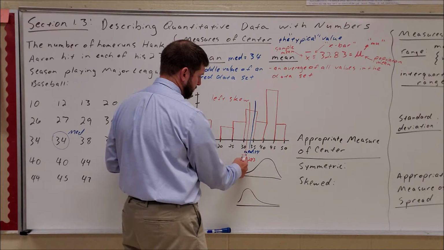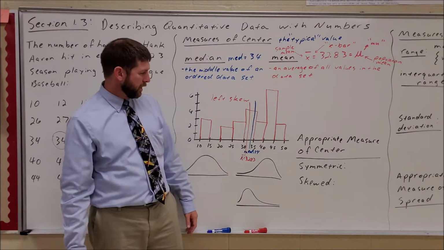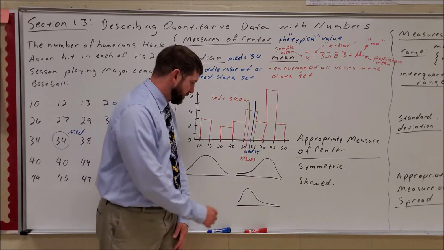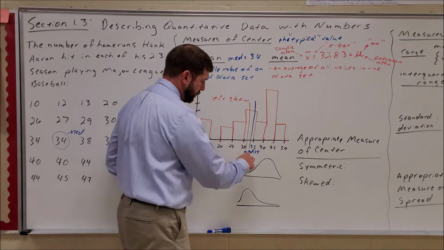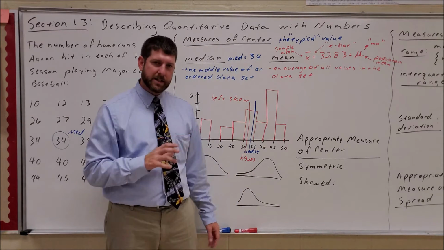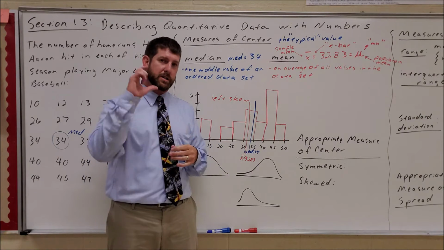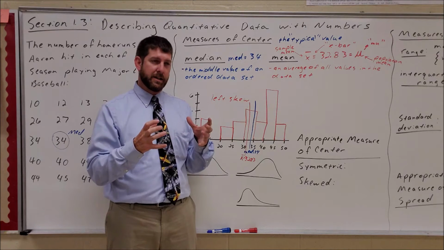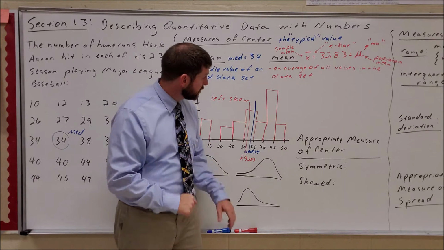All right, so you can see those two values pretty close together, both towards the center, but how do I decide which one to use? Was he a 33-a-season hitter, or was 34 a better estimate of what he would hit? Well, the way we decide this is based on the shape. This is why, when we're describing the SOCS, shape is the first thing we identify, because shape is going to dictate how we summarize, which summary statistics we use.